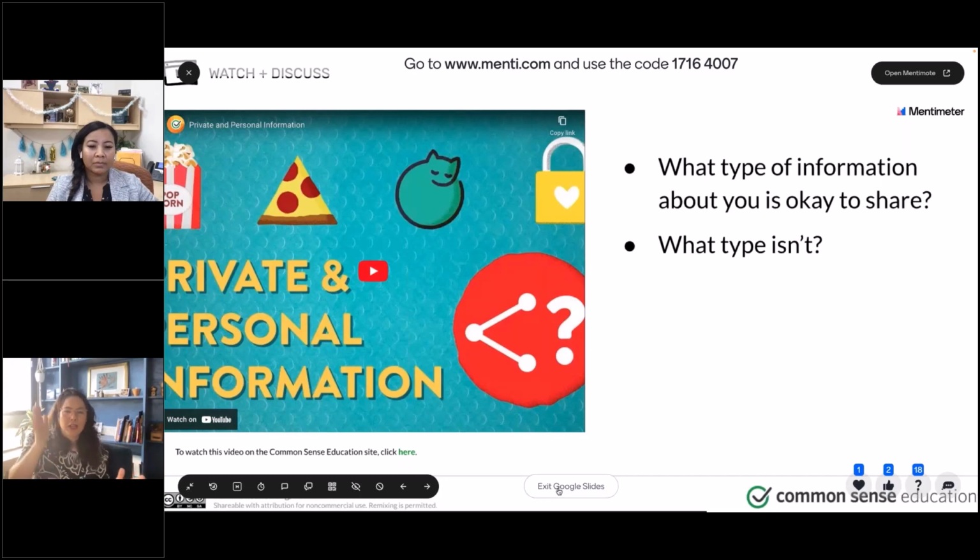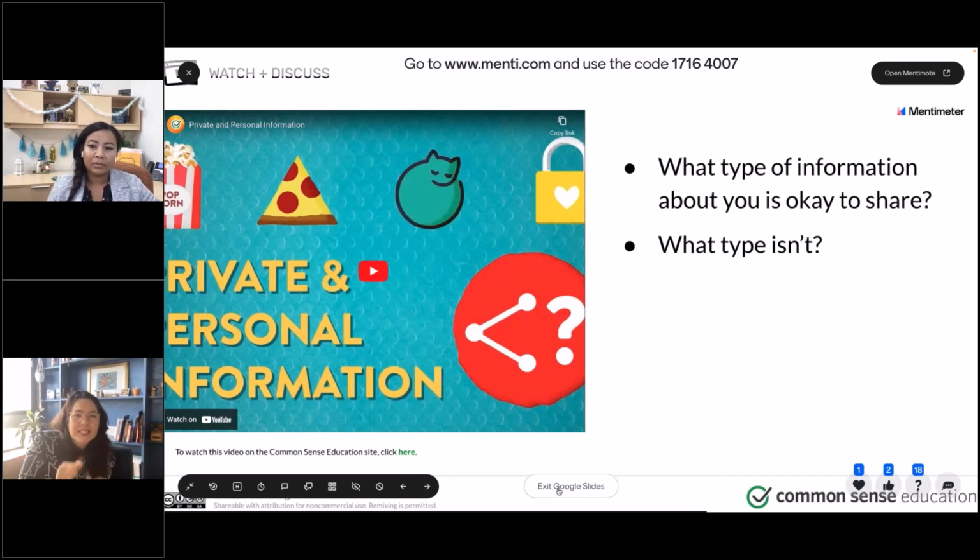So it's not just about locking down our students and saying, don't share any information about yourself. Sometimes information is okay to share. And it's stuff that's identifiable and can lead back to you. That is the difficult part. So we have to teach our students what's okay to share and what's not, right?